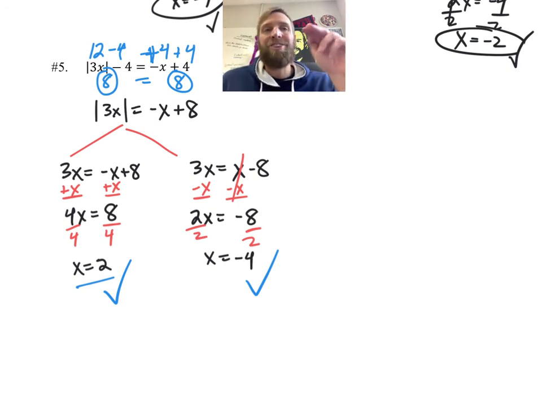There's absolute value. Check your answers to make sure there's no extraneous solutions.